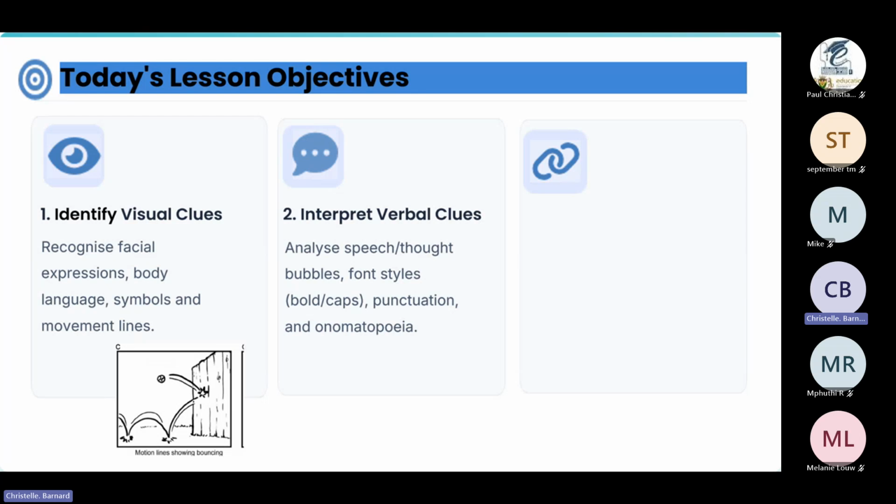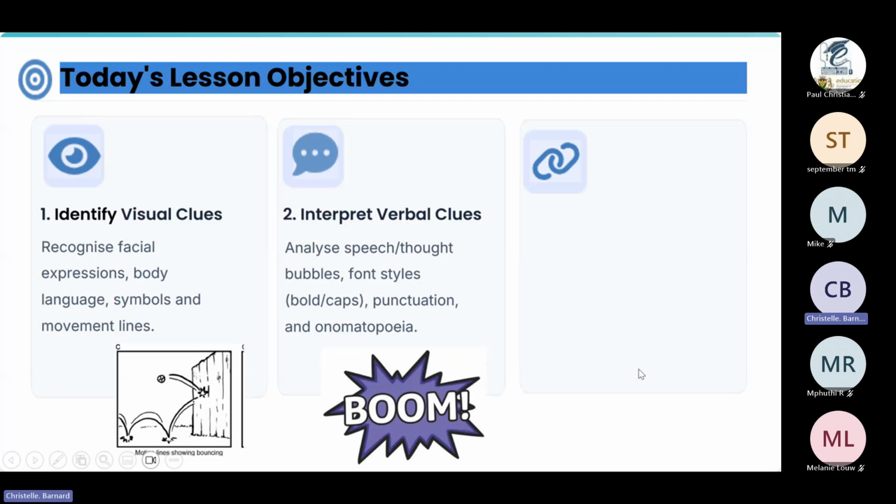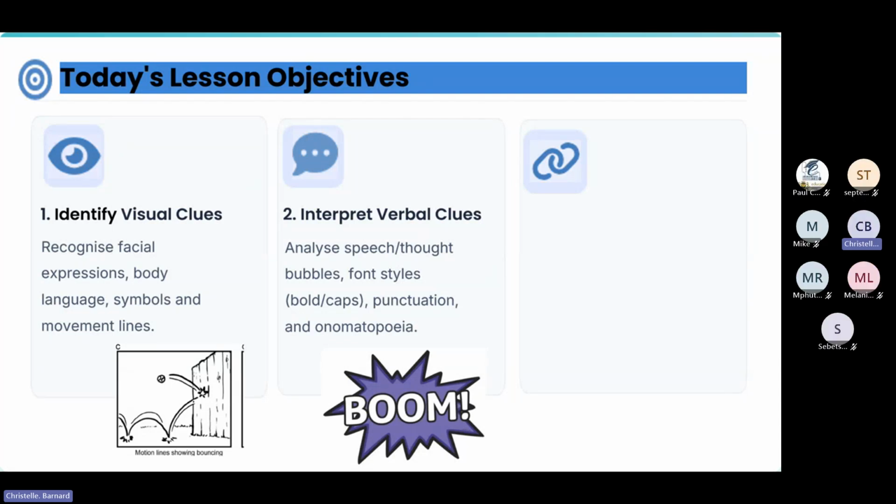Now, that's a very big word, and I will be very impressed if you know what it means. Here is an example of onomatopoeia: Boom. Onomatopoeia are words that imitate, that copy a specific sound. So if there's an explosion, there will be boom, right? That is an example of onomatopoeia, and it's also a word. That's why we say that it falls under verbal clues.